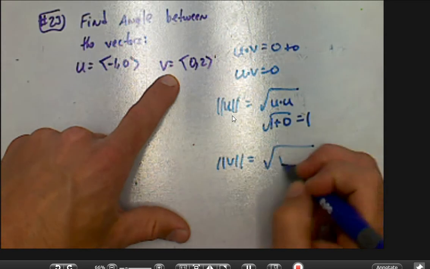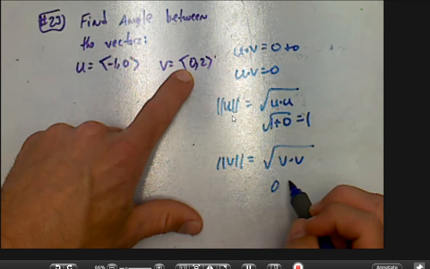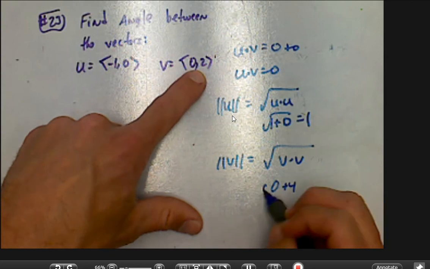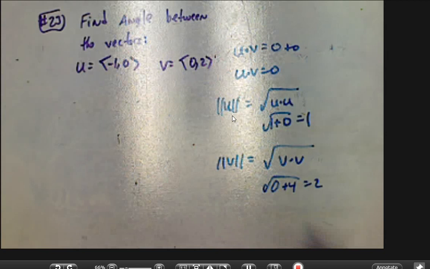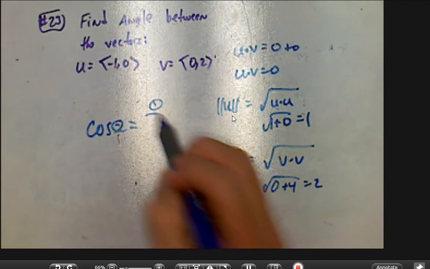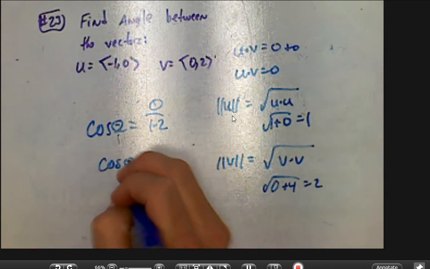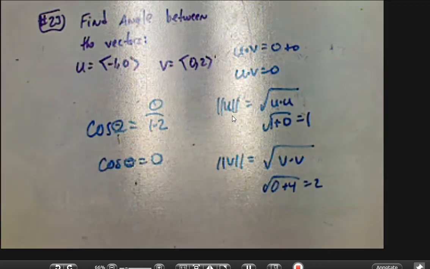Magnitude of v is going to be the square root of v dot v. V dot v would be 0 times 0, which is 0, plus 2 times 2 is 4. Square root of 4 is 2. Therefore, the cosine of theta equals 0 over 1 times 2. Cosine of theta is 0.